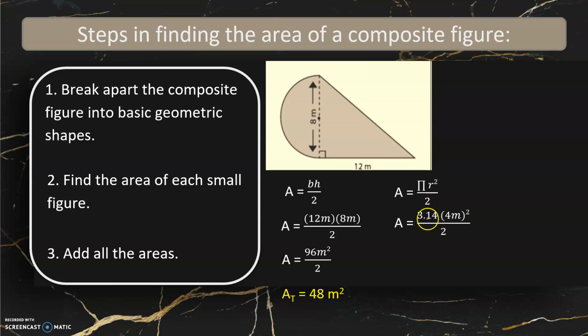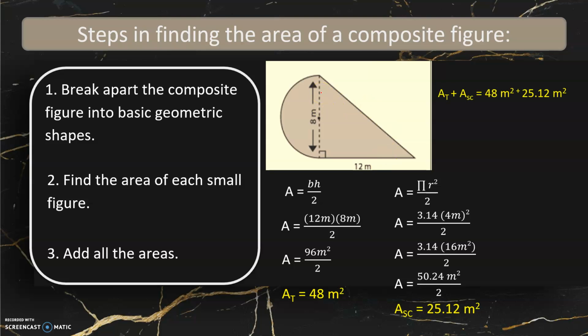Substituting the given information, we'll have 3.14 times 4 meters squared divided by 2. Okay, 4 meters squared is equal to 16 square meters, times 3.14 gives us 50.24 square meters, divided by 2. And that is equal to 25.12 square meters. But we're not yet done because again, this is just the area of the semicircle. We have to add it to the area of the triangle to find the area of this composite figure. So, adding 48 square meters and 25.12 square meters will give us 73.12 square meters. Therefore, this is the area of our composite figure.